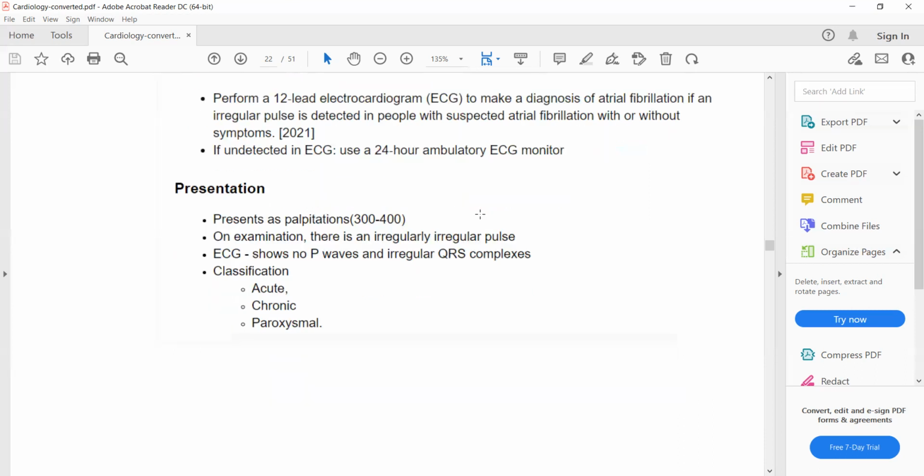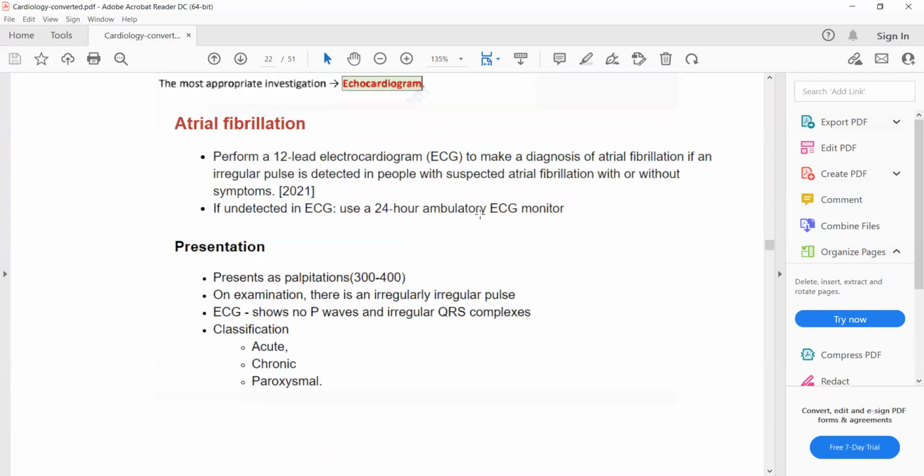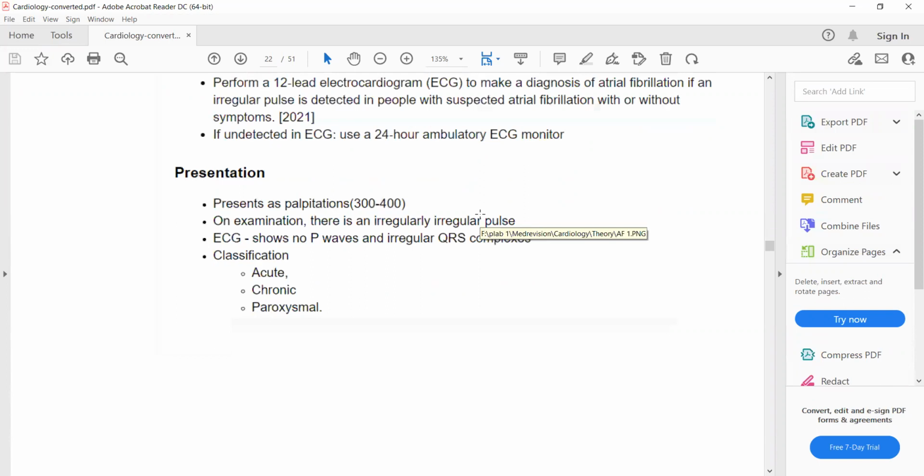So these were some points about the diagnosis of atrial fibrillation. Remember that in the clinical scenario, the hint towards atrial fibrillation is that if the patient presents to you with palpitation, then on the ECG, you will try to look for atrial fibrillation, because in 1 minute, you cannot read an ECG from A to Z.